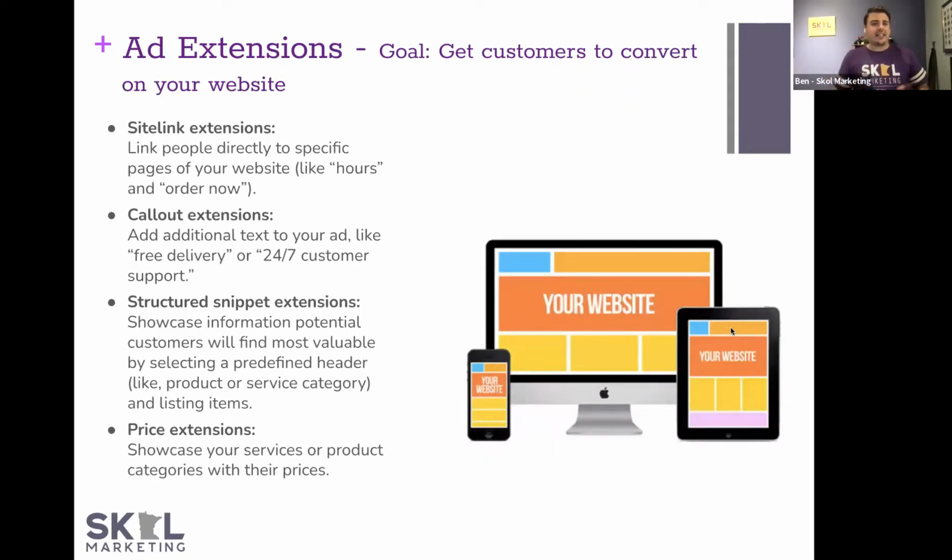And last but not least, you can see some other ones here, site links. So we can actually link to other spots on our website, which can be helpful for people. Another call out extension we talked about. Price extension, you can actually start to show your different prices. Structured snippet, what we can actually do is pull in different information like service category, products, all of those types of things that are related to either our services or our products.